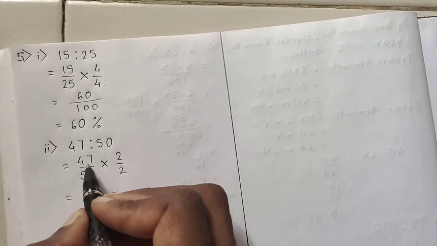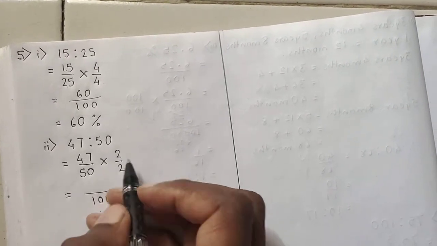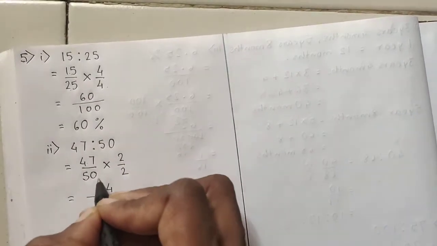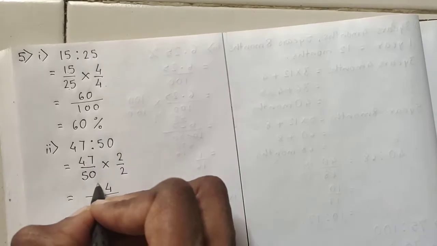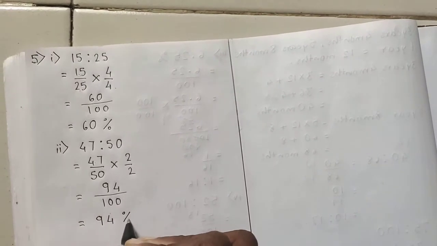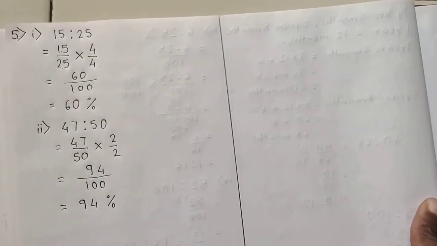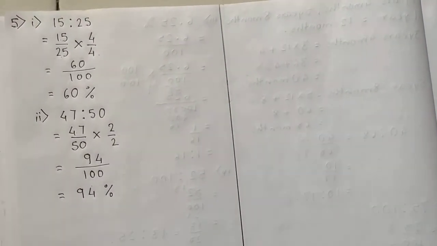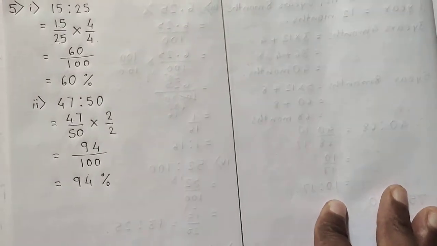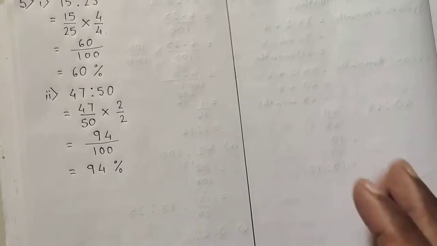Now what is there in the numerator? 47 into 2. So let us multiply. 2 sevens are 14, 1 carry, 2 fours are 8 plus 1, 9. So in this case you got 94%. Okay, this is very simple. Only thing is, you should know how to convert your denominator into 100.